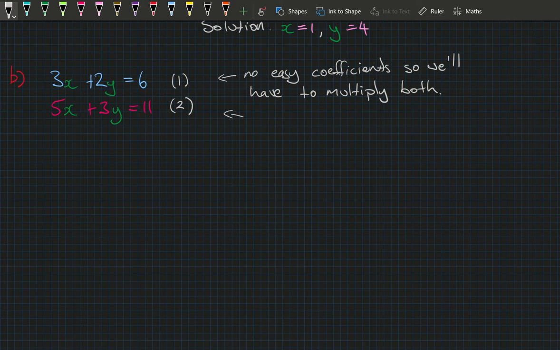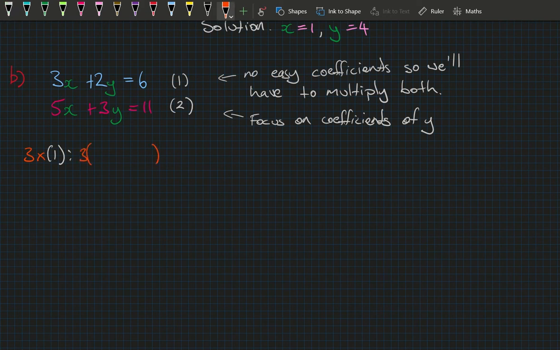I'm going to focus on the coefficients of y because their lowest common multiple is 6 and they're the smallest multiplications to make. So with that in mind, 2 times 3 is 6, so I need to multiply the whole of the first equation by 3. So that is 3 times 3x plus 2y equals 3 times 6, which becomes 9x plus 6y equals 18. And we'll call this equation 3.